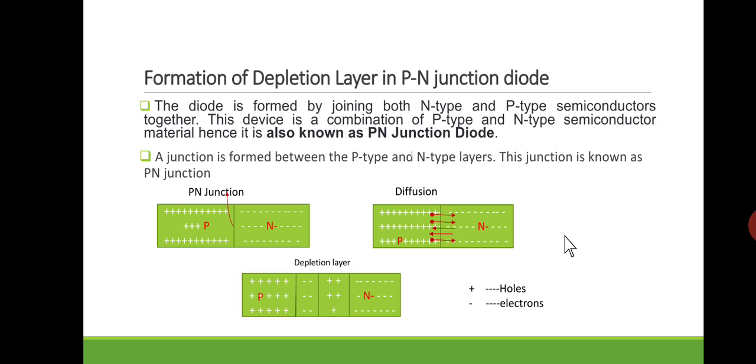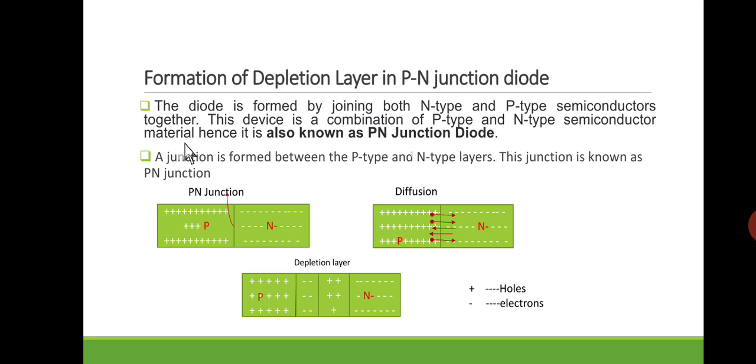Next, let us move to the second point of this session, formation of the depletion layer. Till now we studied the construction. In the construction, we studied that the diode contains P type material and N type material. When P and N type are combined, we get one layer. This is called the PN junction. Remember that this is called the PN junction.